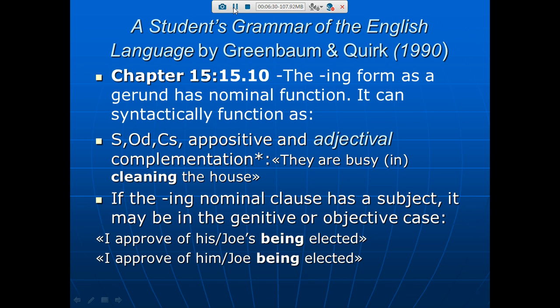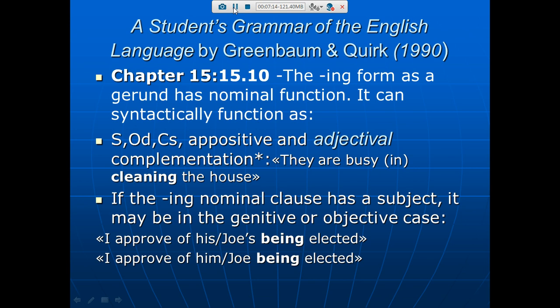Then they explain that it can syntactically function as subject, direct object, subject complement, appositive, and adjectival complementation. Well, you know very well, I don't think I need to give many more examples of all these cases, but probably I'll need to drop a word on adjectival complementation. The example the authors give is with busy, something similar to "they are busy cleaning the house." And they say that cleaning the house is an ing form in nominal function, post-modifying this adjective. Well, why is this so?